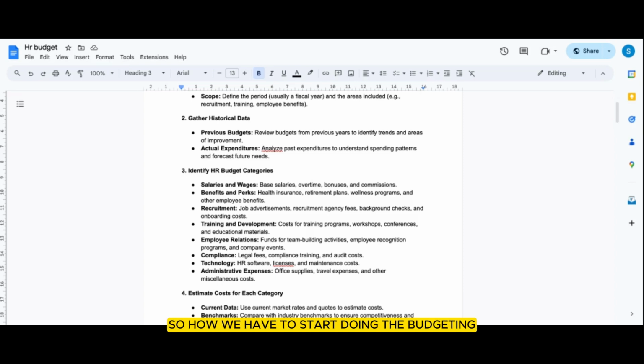So how do we start doing the budgeting? First we need an objective. I'm doing the budgeting because I want to control the HR budget. I want to cover all the heads and I want to do the projection so that I can present it to the management. Before you do the budget, you should have the data with you of your previous years, what you have done, how much you have spent.